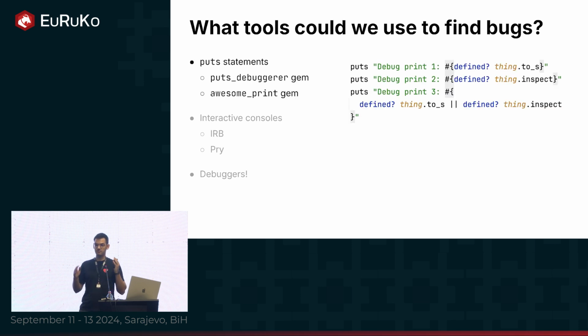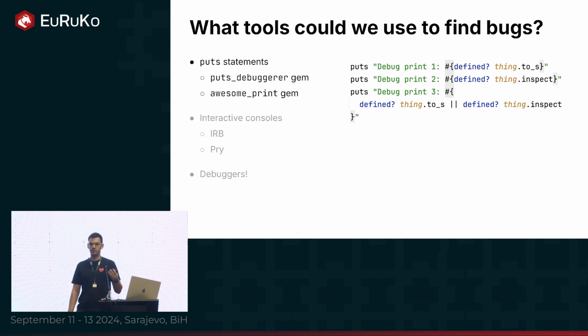The first thing that comes to mind is puts statements. We can place several puts statements in suspicious places, and they will give us some hints about where the problem is or what we need to do next. In the same way, we can use the puts debugger gem that makes our outputs distinguishable from each other. And we could also use awesome_print gems or similar ones just to make our output more structured and easy to read.